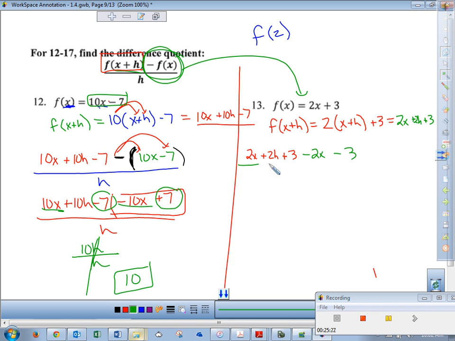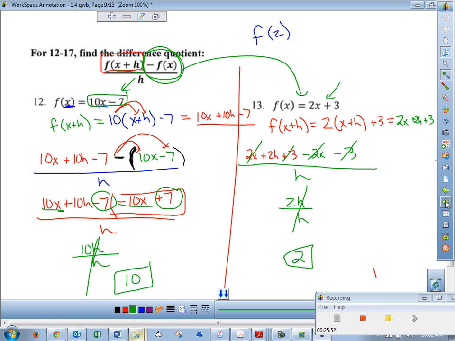What's it still all got to be over, though? H. 2x, negative 2x, they're gone. 3, negative 3, they're gone. 2h over h, where the h's cancel out, difference quotient is 2. Cool? So far, everything canceled out. This was linear. This was linear. Correct? Linear, linear. Next guy.